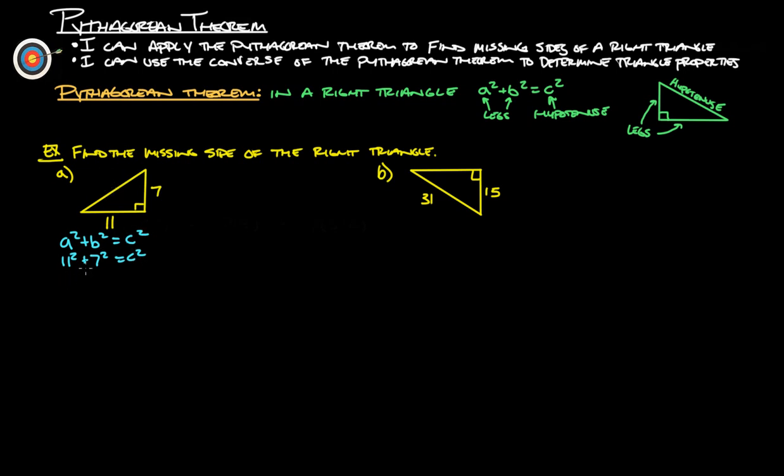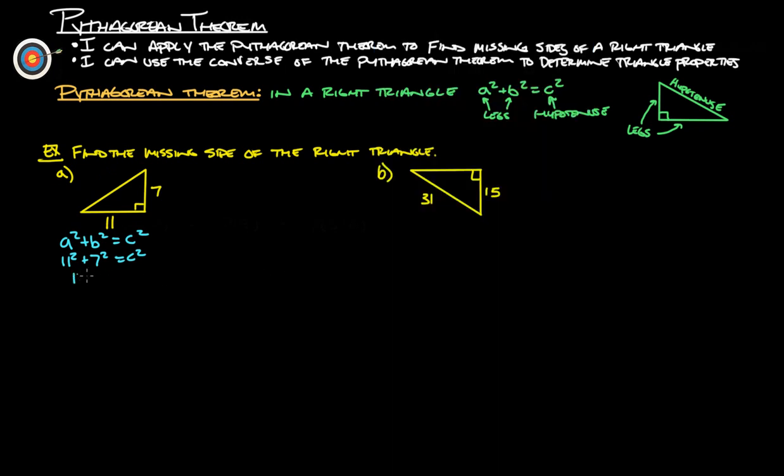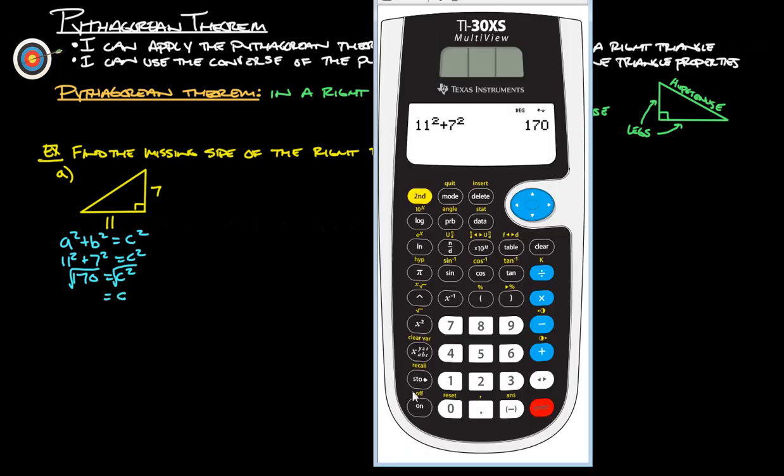Let's calculate this out and see what we come up with. 11 squared plus 7 squared gives us 170. So we get 170 equals c squared. To find c, we have to square root both sides to get c all by itself. So c is going to be the square root of 170. To do that, we do second square root, and you can either enter in the 170 again, or I like to use second answer.